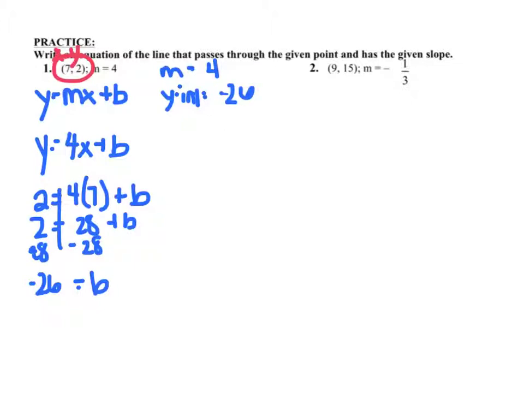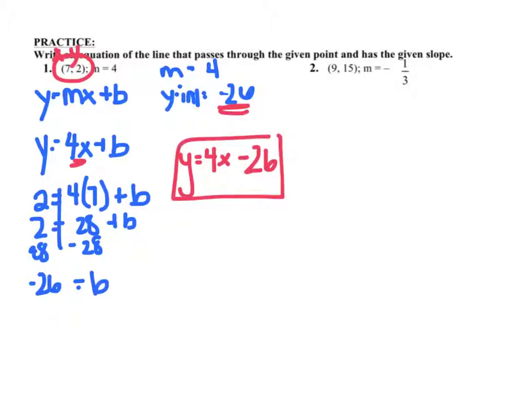So now I've got y is equal to my slope, given that, 4x, and my y-intercept is negative 26, so minus 26. And that's all we're going to do there.